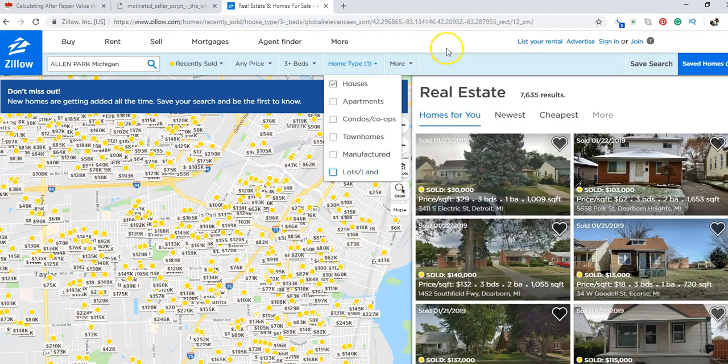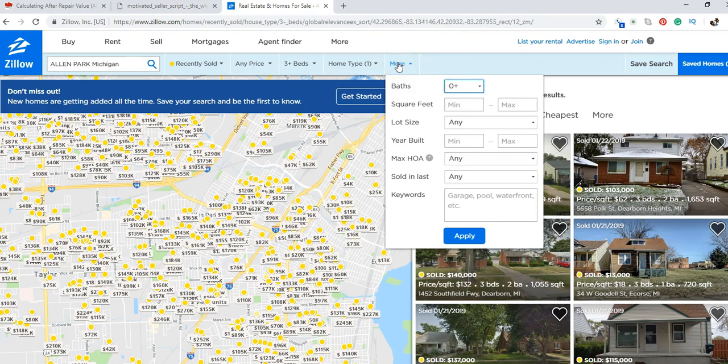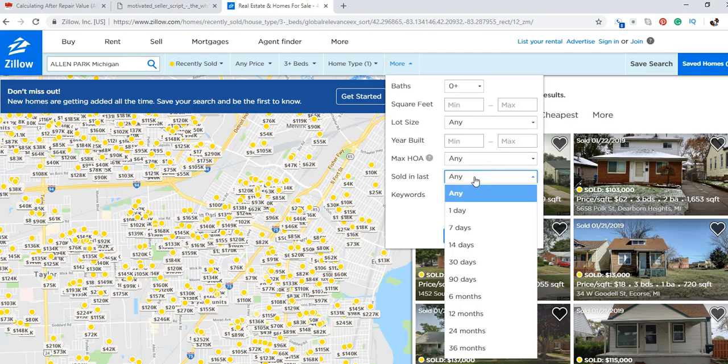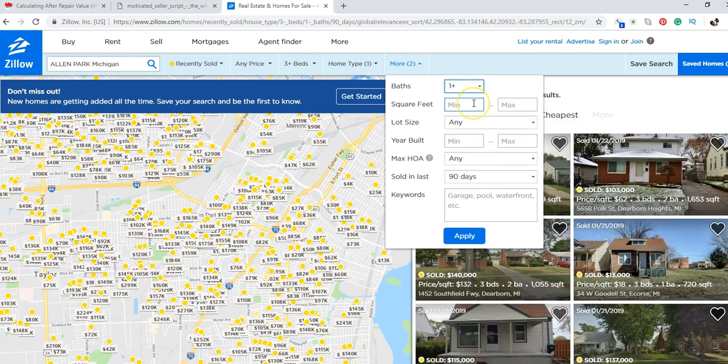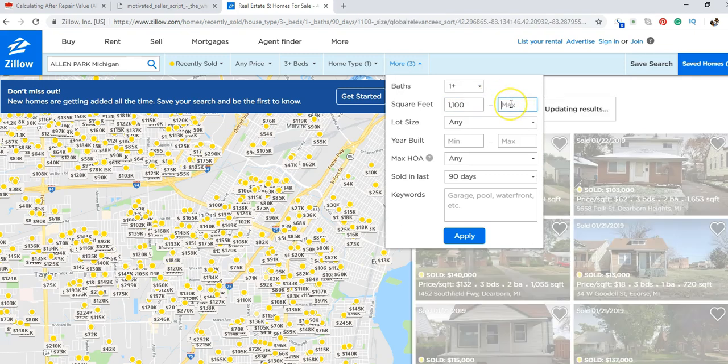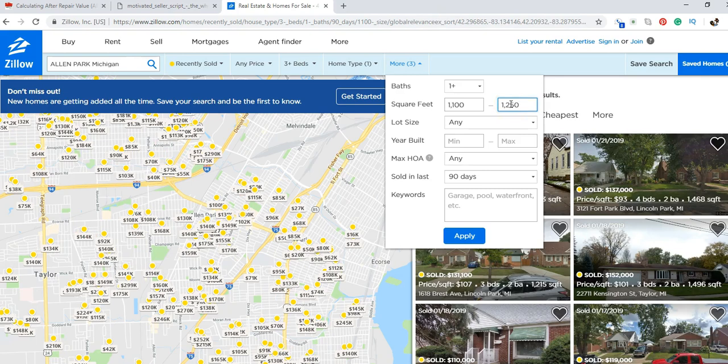at houses. Go into the more section, and you want to do the sold in the last, you want to look at anything that's sold recently. So let's do the last 90 days for right now. Bathroom 1+. The sample property is just over 1,100 square foot, so let's look at things from 1,100 to 1,250.